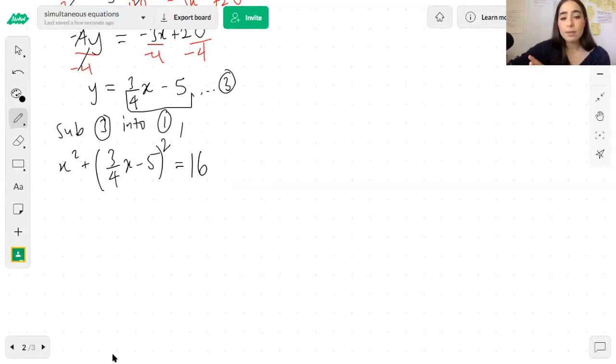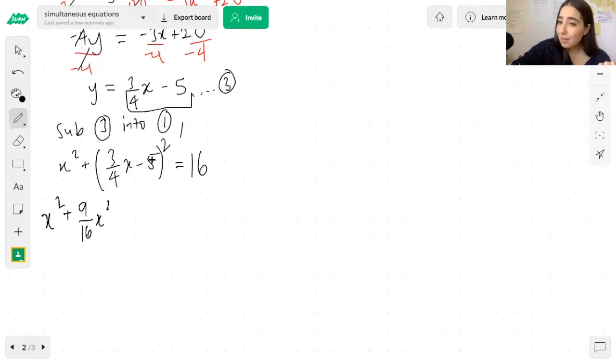So what I'm going to do is take you through the steps that you need to basically solve this equation. The first thing you need to do is get rid of these brackets. Means you need to square what's inside. So whenever you want to expand a perfect square, like in this case, you square the first term. So 3 over 4x squared gives you 9 over 16x squared. You square that number to give you 9, you square this number to give you 16, and you square x to give you x squared.